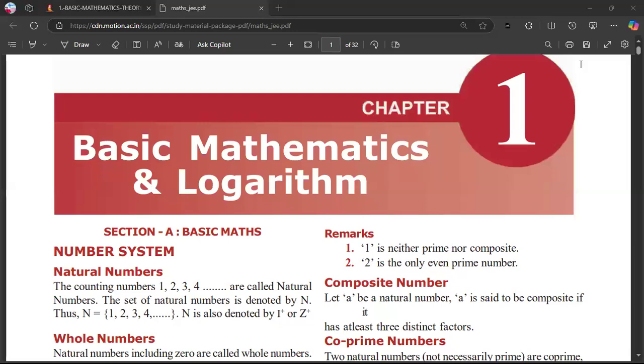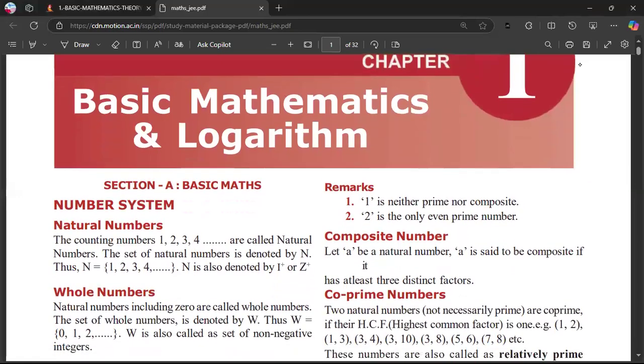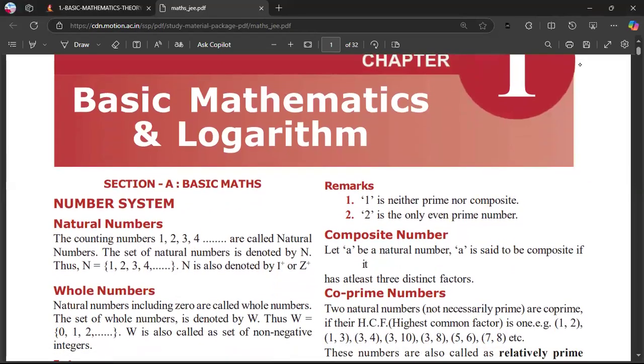Okay, so today we are going to discuss the basic mathematics logarithm chapter. This PDF belongs to Motion Academy. We are going to refer to this and study the number system and basically about numbers, about fractions, and also about logarithm. So, starting with the number system.